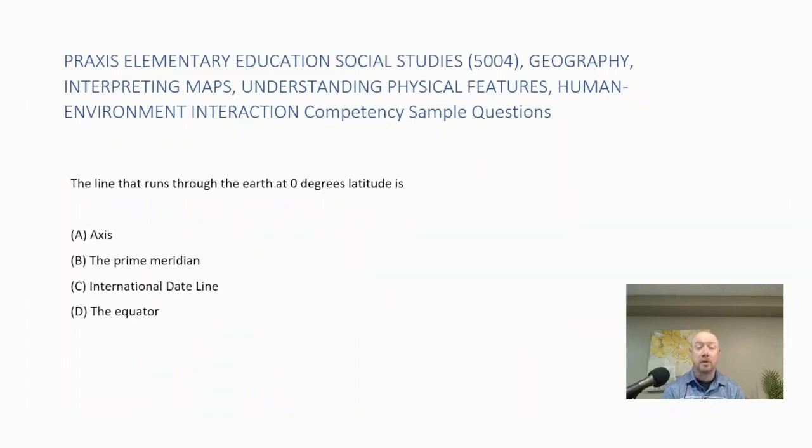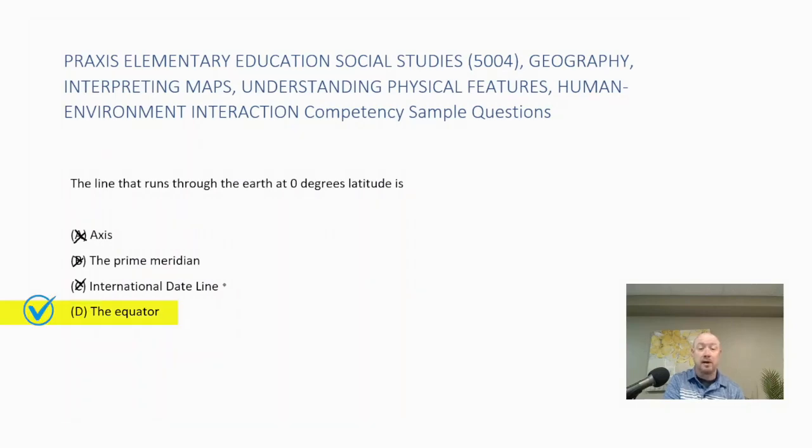The line that runs through the Earth at 0 degrees latitude is A, axis, B, the prime meridian, C, international dateline, or D, the equator. All right, so let's eliminate some possibilities here. So I'm going to eliminate axis. So axis are just basically lines on the map, but it doesn't really specify 0 degrees latitude. The next choice I'm going to eliminate is the prime meridian. So the prime meridian is actually 0 degrees longitude. And also I'm going to eliminate C, international dateline. That is 180 degrees longitude, and that's where we mark the official start of a new calendar day.